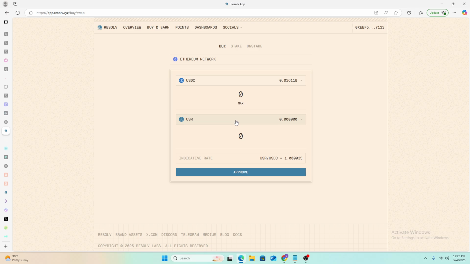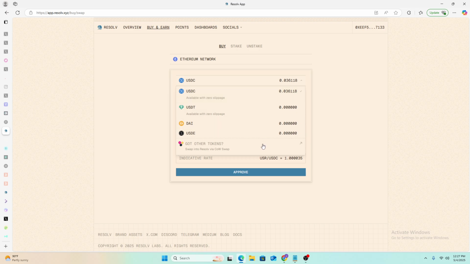USR is pegged to the valuation of the USD, and you can get USR by simply swapping your USDC, USDT, whichever stable coin you have on the Ethereum chain into USR. So for those who are wary of experiencing volatility, USR is your gateway token with this strategy. It's the perfect token because it's stable.